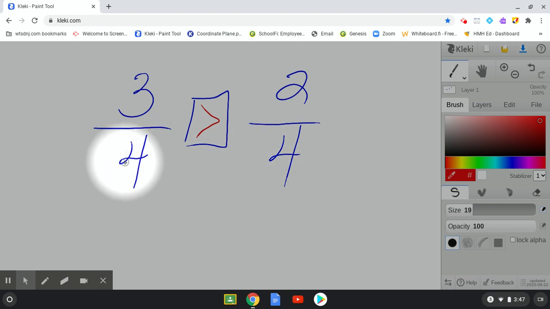Okay, now that does not work if your numerators are the same. If your numerators are the same, that doesn't mean you look at your denominators. No, it only works if your denominators are the same and then you look at your numerators.